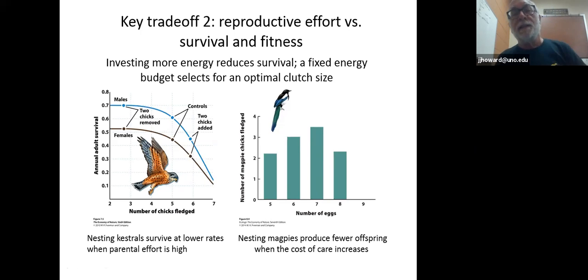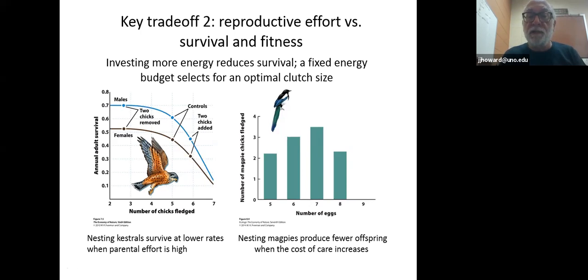Now, a second issue here is exactly how you allocate your energy among offspring. And you can see that there's a cost to having too many offspring, and there's a risk in having too few. If you have too few and you don't survive, well, you lose out. If you have too many, well, you may not survive. So there is an optimal clutch size for most organisms.